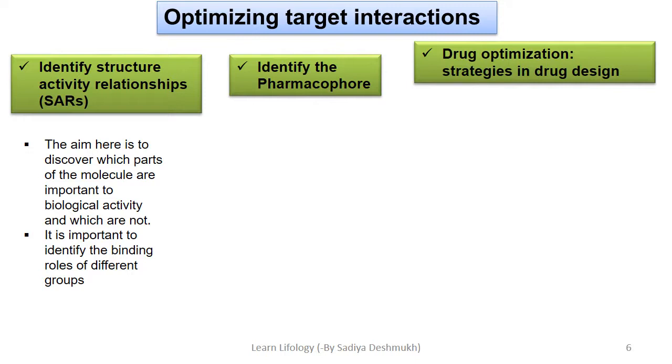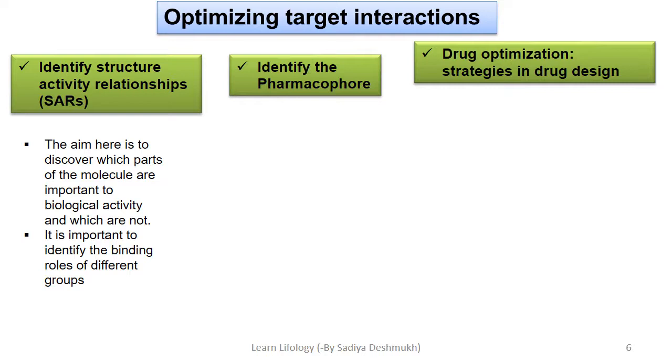So what do we actually do in identifying the structure activity relationship? Here the aim is to discover which parts of the molecule are important to biological activity and which are not. For example, we are talking about an antibiotic which is active against the protein synthesis of a particular target. So we should have a good idea about the protein synthesis steps, about the structure of a compound or drug, and on which part or on which step in the protein synthesis it is acting. This thing should be clear, that we call the structure activity relationship.